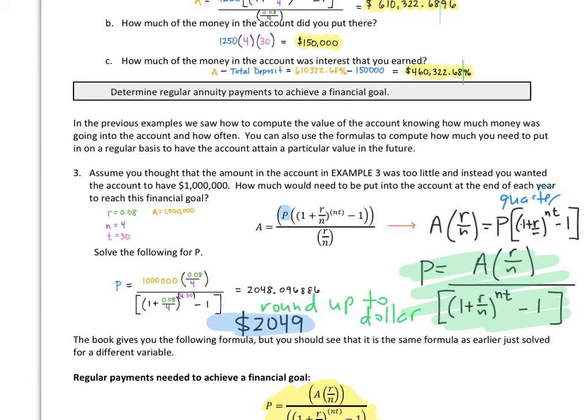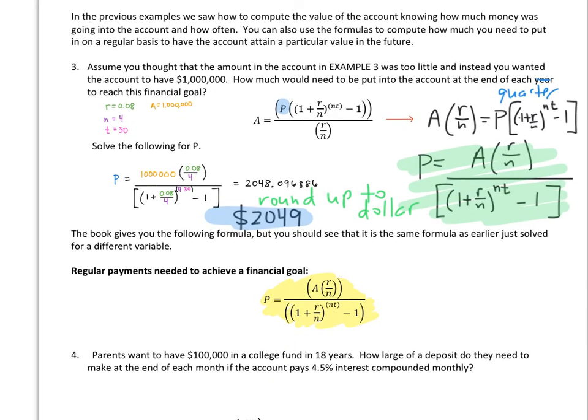All right, this just leads us to that formula. We've already manipulated and found the formula for P, but again, here it is, and you want to make sure that you put this on your formula card. This is what the regular payments needed. So that's our P that represents the regular payments.